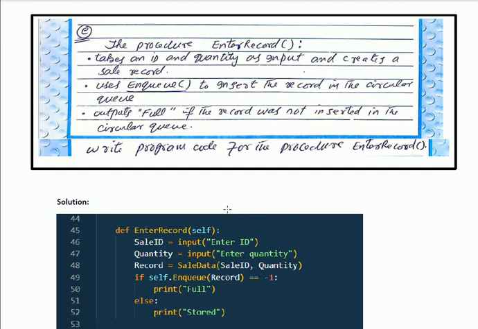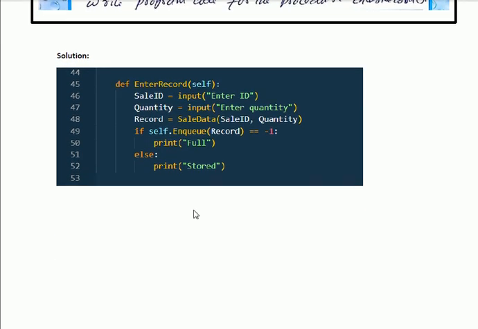Now we shall write the procedure for the enter record. The enter record procedure is def enter_record(self): ID is equal to input enter ID, quantity is equal to input enter quantity, and record is equal to SaleData, because we are passing two parameters to the SaleData, sale ID and quantity. If the record is minus 1, it means that there is no room. Full, print full, else print stored.